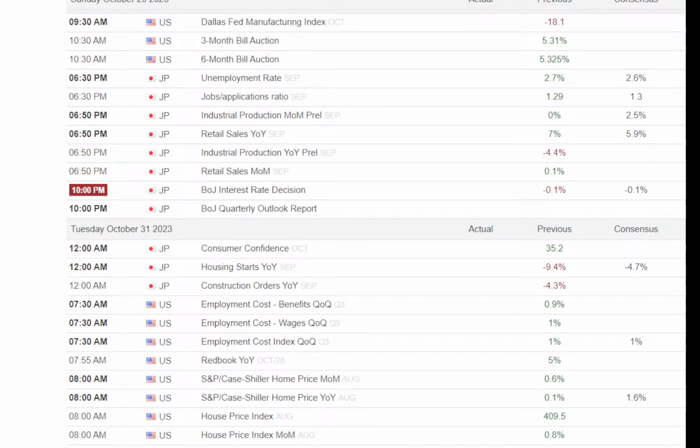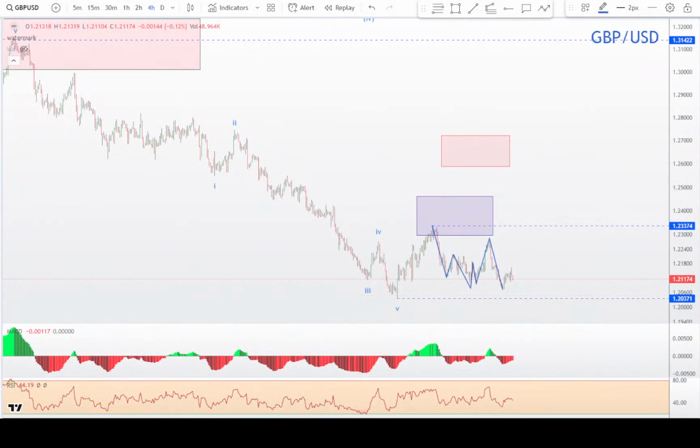The yen. Let's go back to the pound. Let me switch. Sorry, I was on the wrong screen. All right, so back onto TradingView, and let me pull up.